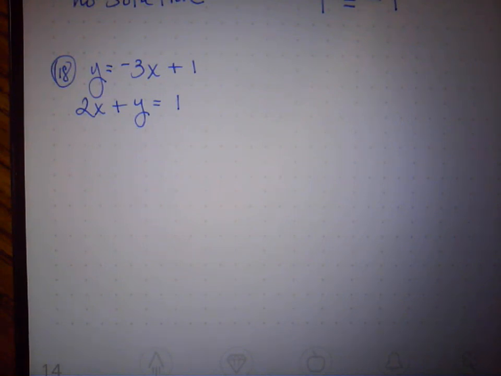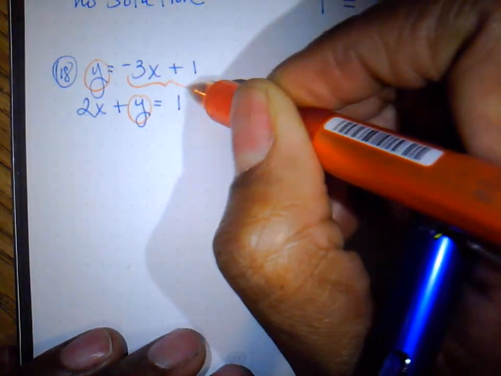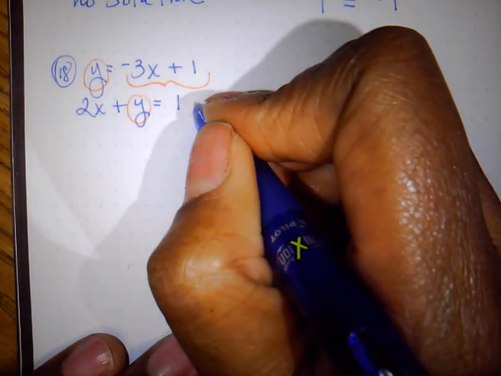Okay, really appreciate this because that's really the work. Half the work is done for you. And so remember, everywhere I see a y, I'm replacing it with negative 3x plus 1.